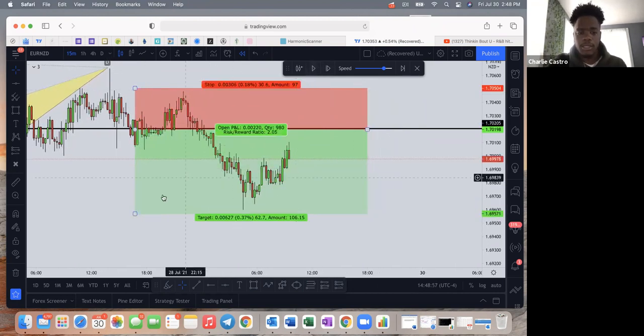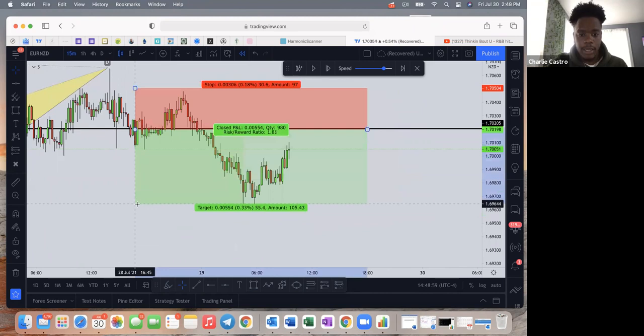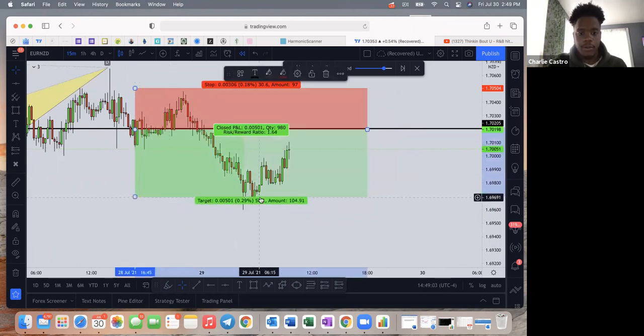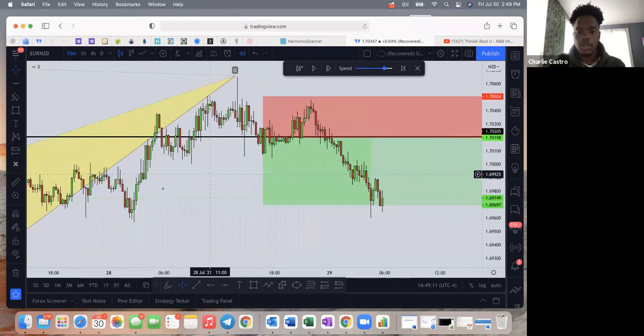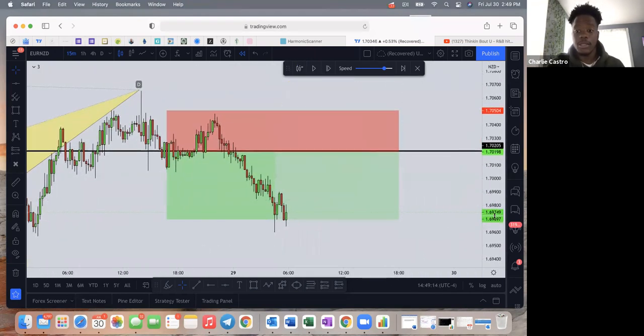Let me go ahead and pause this. Okay, I'm going to bring this back up, because this is where I would usually take profit. Right around that area, around 50 points, is really where I'm looking to score. So I would have taken profit right around here, where my target would have been, and I would have been done for the day.